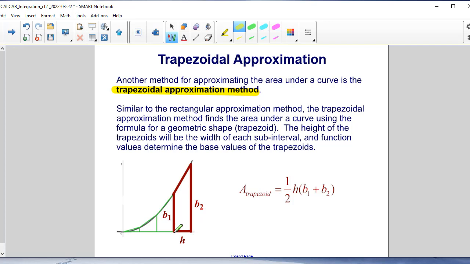So if we have an x value here, f of x1 will be the height of this side, and whatever this value is here we'll call x2. f of x2 will be the height of that side.